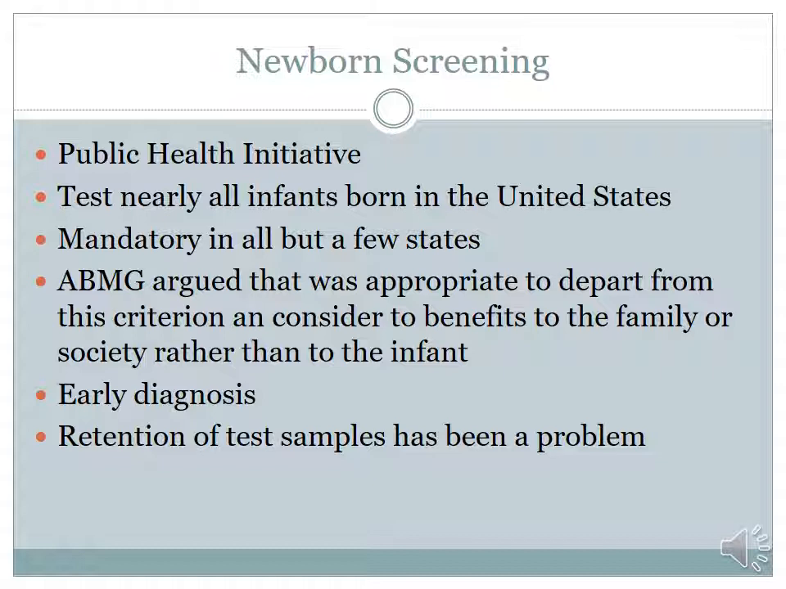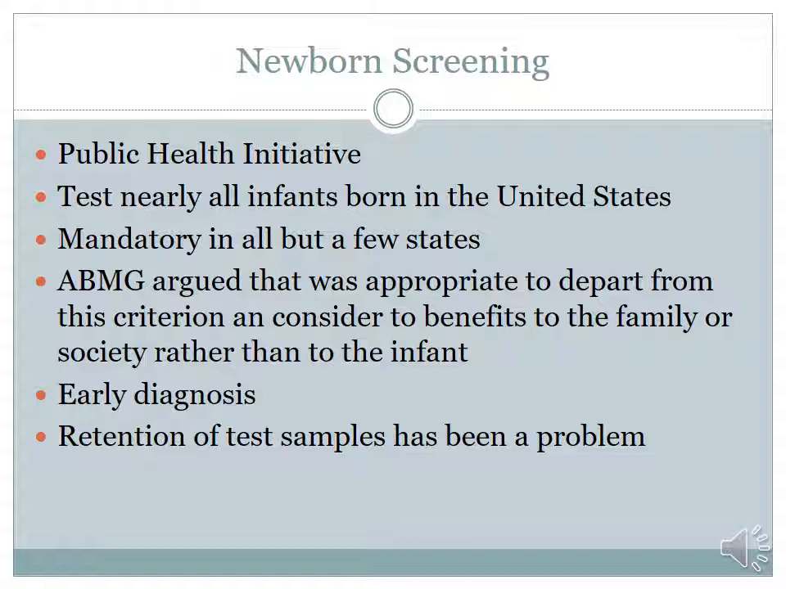Now, the ACMG report had 29 core cases, and they argued that it was appropriate to depart from the criteria of having informed consent because you needed to consider the benefits to the family or society rather than those of the infant. For example, early diagnosis of an untreatable genetic condition may allow parents to plan ahead for a time when the child's symptoms appear and perhaps to alter their reproductive decisions to avoid the birth of another affected child.